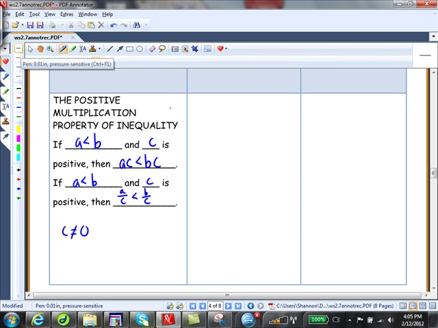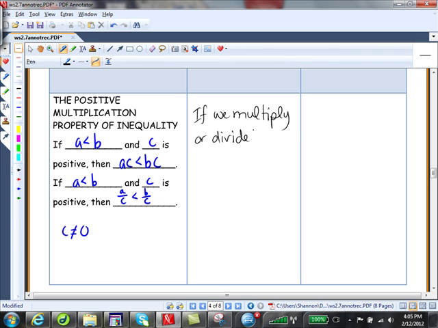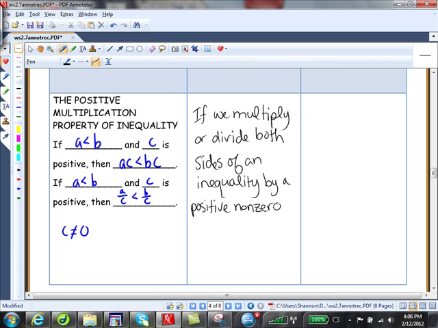So in words, we have, if we multiply or divide both sides of an inequality by a positive non-zero number, which is a little redundant, the resulting inequality is equivalent.